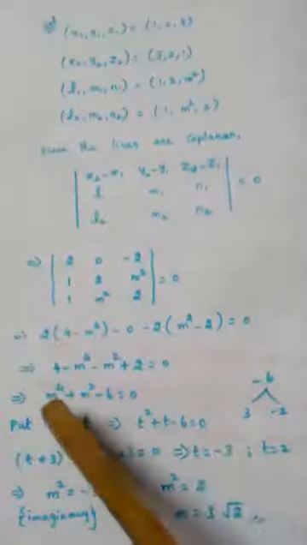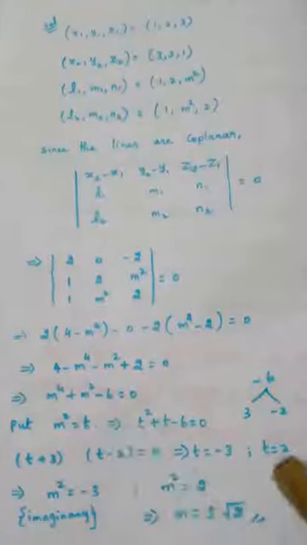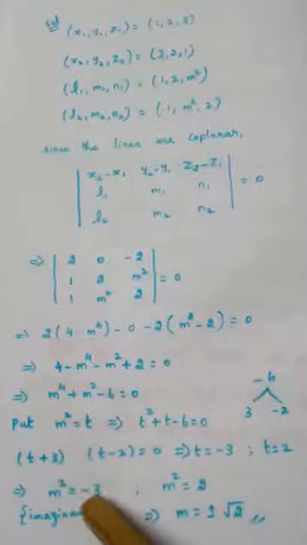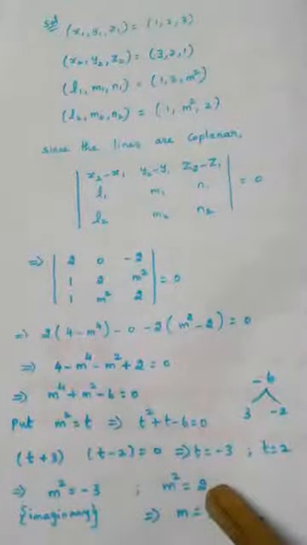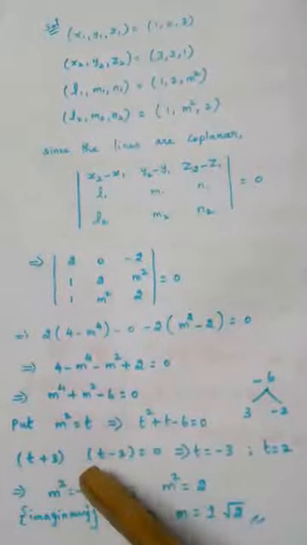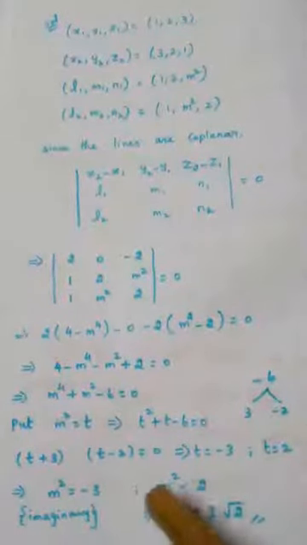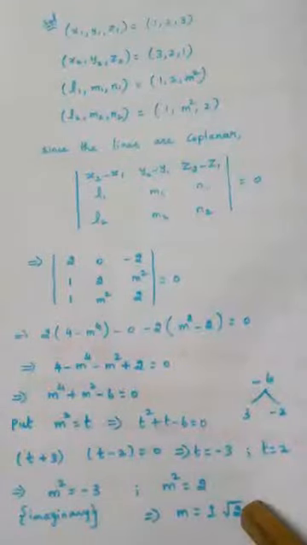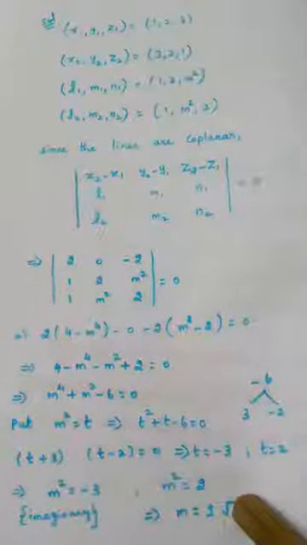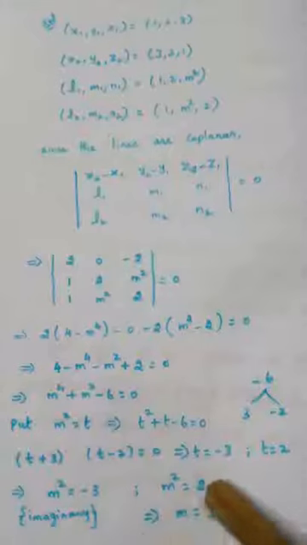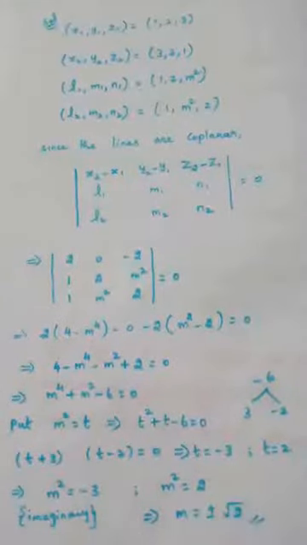But actually what is t? We have taken m square as t, right? So replace once again: take this t and replace it by m square. So m square is equal to minus 3, and here m square is equal to 2. M square equal to minus 3 means m is equal to root of minus 3, and the root of a negative number means imaginary. Here m square equal to 2 means m is equal to plus or minus root 2. Since the question asks to find the real values of m, and this value is imaginary, we take only this as the answer. So the real values of m are plus or minus root 2.